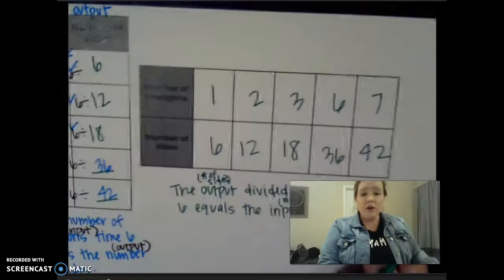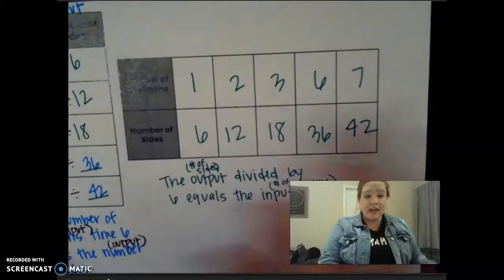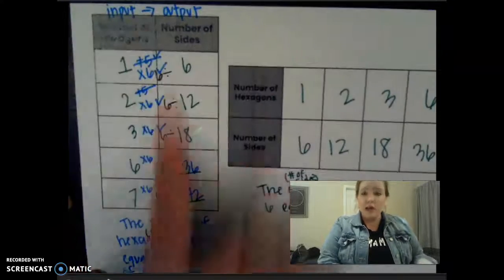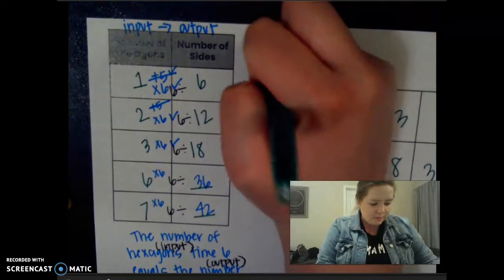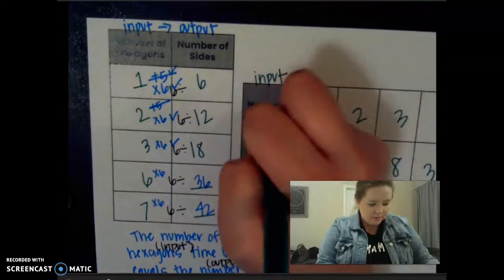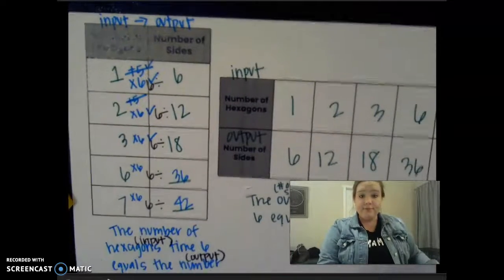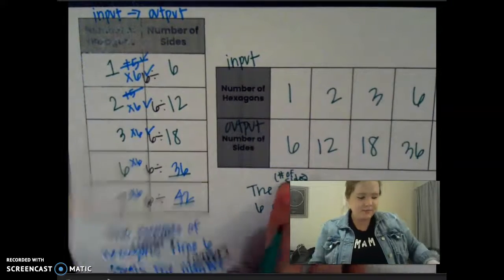All right? You can also see them done like this. It is the same thing. You're just seeing it horizontal versus this one you're seeing it vertical. And it is important that we recognize that this is the input and this is the output. Okay? All right. Let's look at a different one.